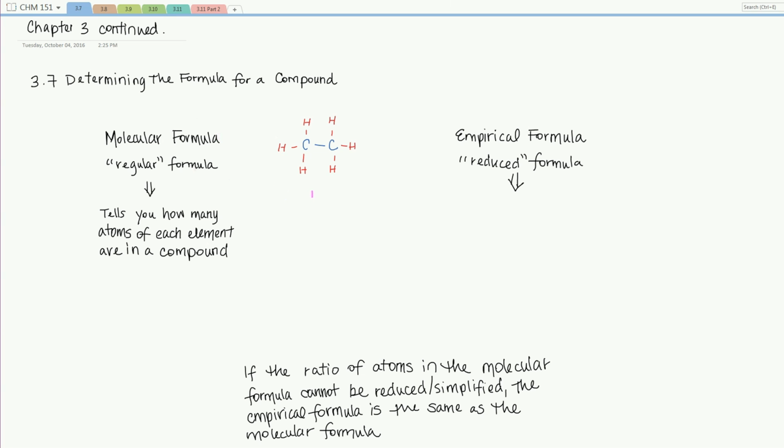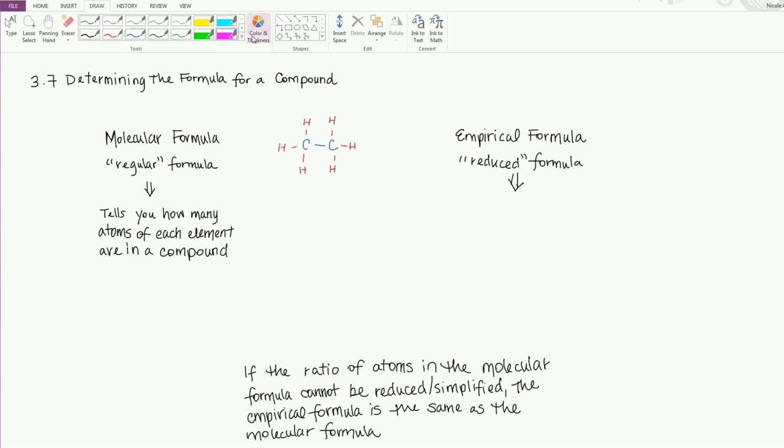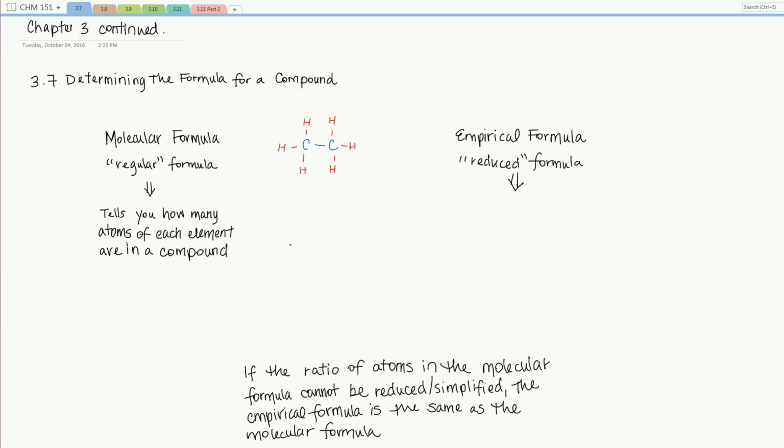So I have an example here, and we're going to write the molecular formula for it. We have 2 carbon atoms, so C2, and we have 6 hydrogen atoms, so C2H6. This is the molecular formula. If we write this as a ratio, we have 2 carbons over 6 hydrogens.